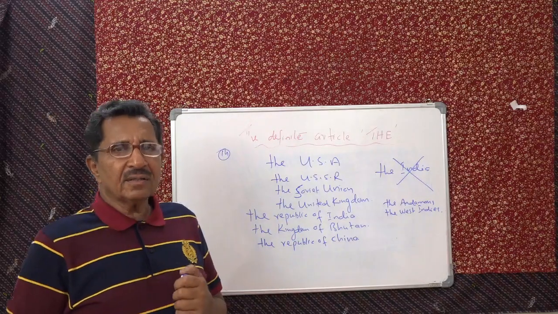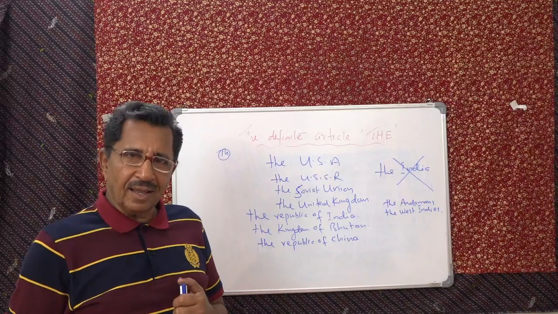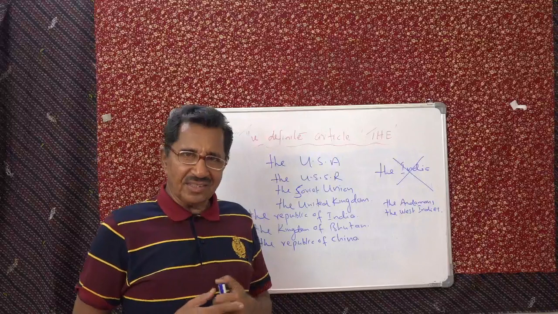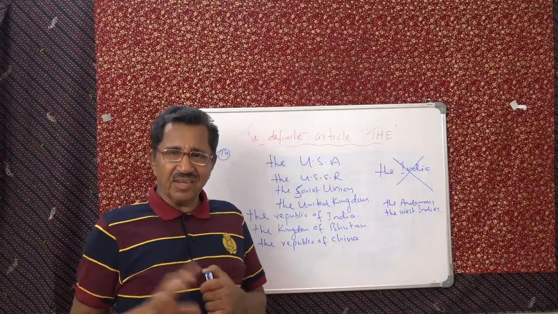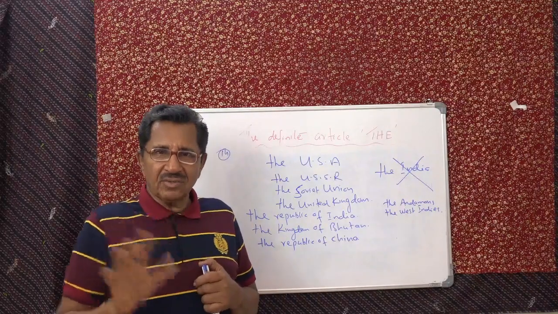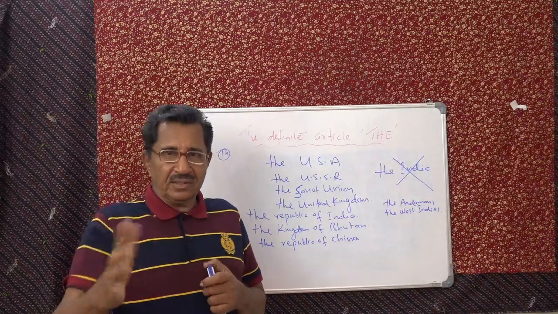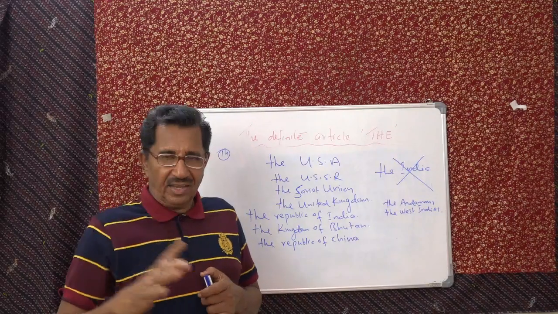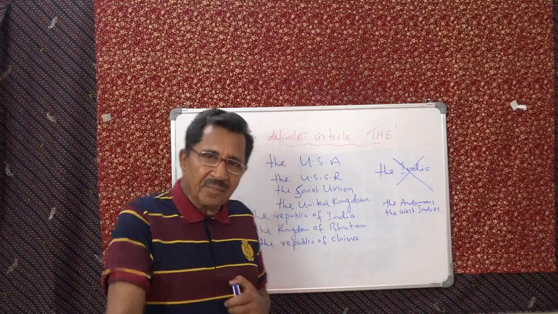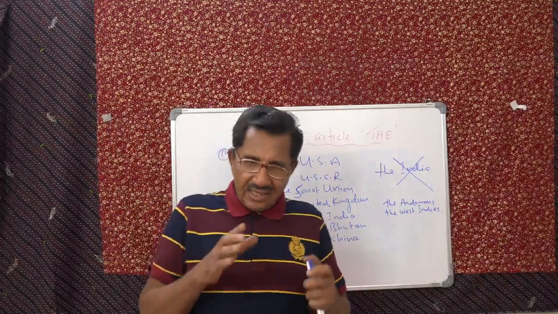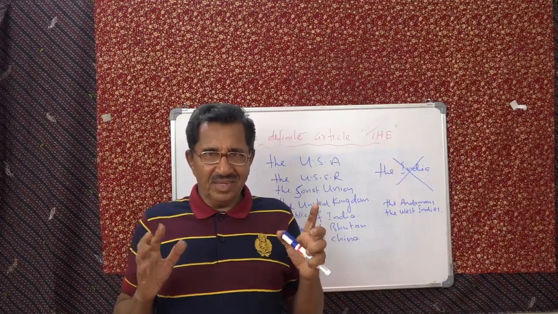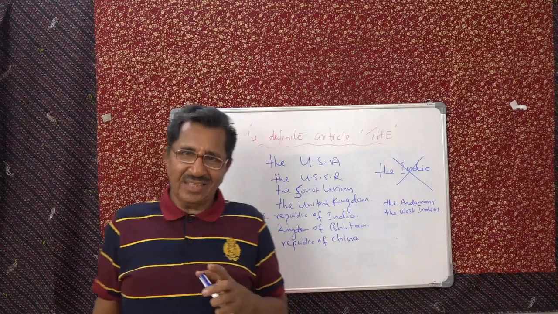But you cannot say the China, the India. You cannot say. See? Also the Bhutan. You cannot say the Bhutan. The Sikkim. You cannot say. But you can say the Republic of Pakistan. The Republic of India, the Republic of, or the Kingdom of. So that means again you will see the same thing: particularizing. You are particularizing it. That's the thing.